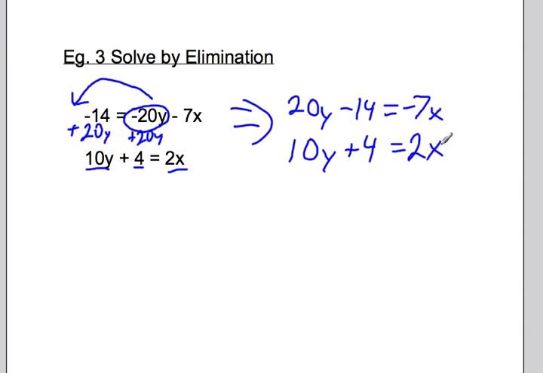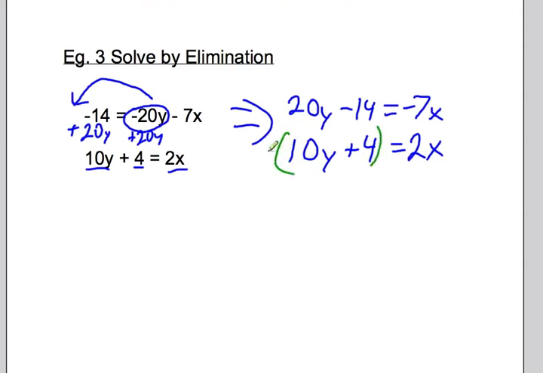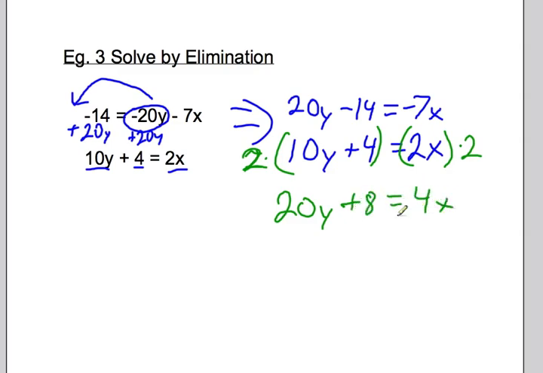And now we need to get one of these pairs of coefficients to match. I think it's easiest to get the 10y, we can change the 10y into 20y by simply multiplying by 2. So let's go ahead and do that. If I multiply this equation by 2, I will get 20y plus 8 equals 4x.